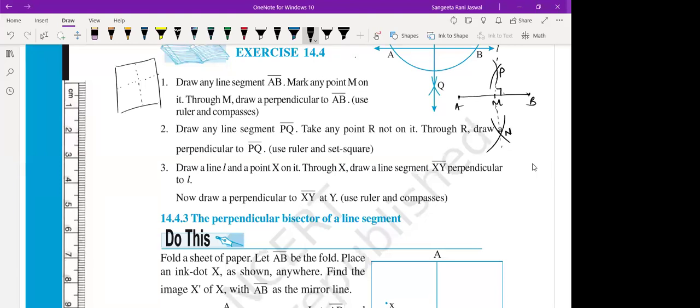Got it, Neha? Ma'am, can you explain it again? I couldn't get it. I'll explain. Let me explain on the other page.